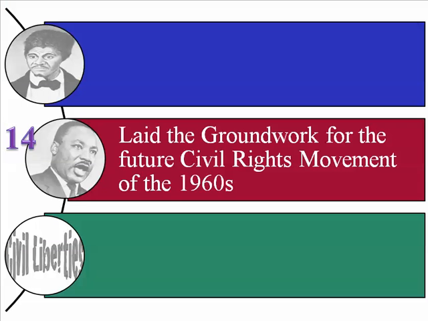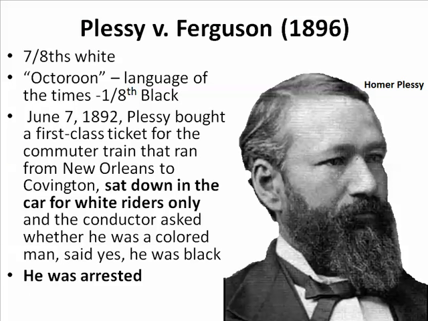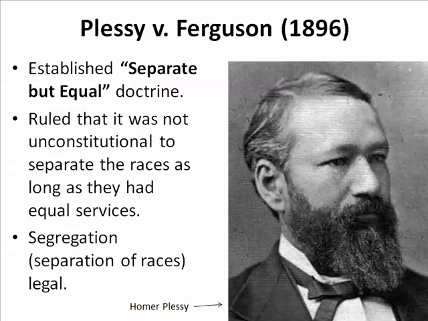And we said that that 14th Amendment was going to lay the groundwork for future civil rights movements in the 1960s, but here it's being used in an attempt by Homer Plessy to say that he was being treated unequally in violation of the 14th Amendment. And in 1896, the case went to the Supreme Court, and the Supreme Court in Plessy versus Ferguson, 1896, establishes a doctrine that we call separate but equal.